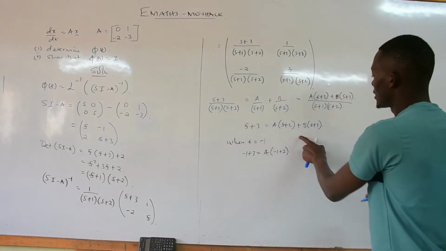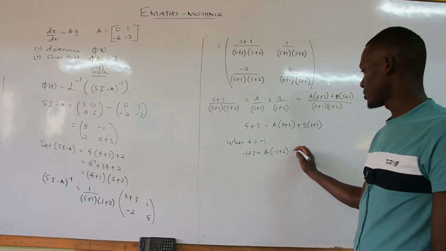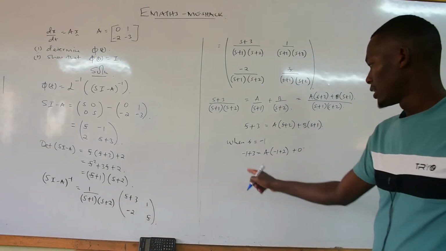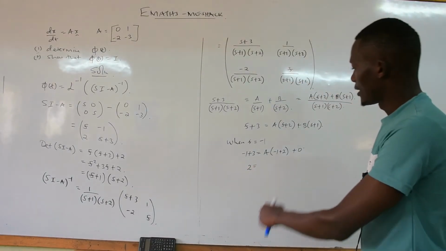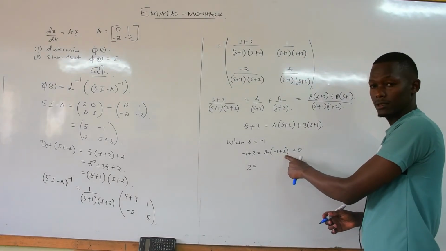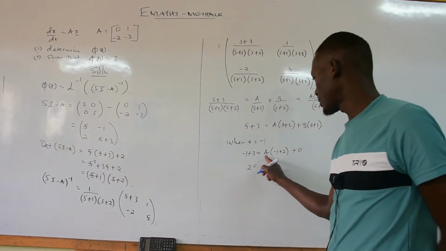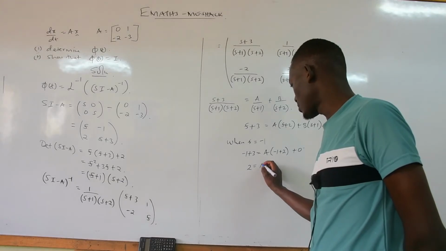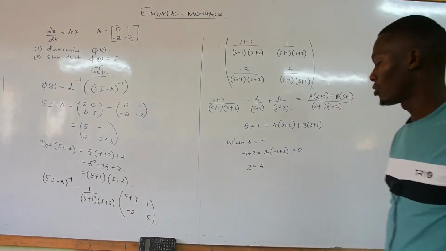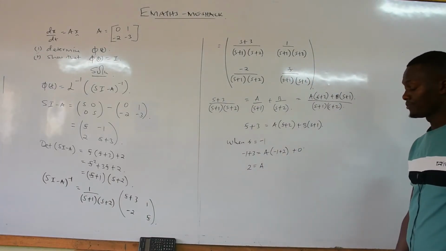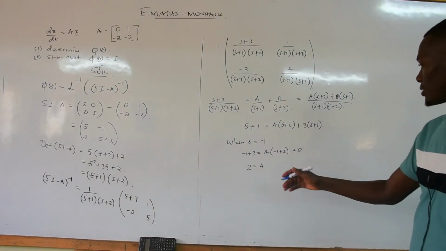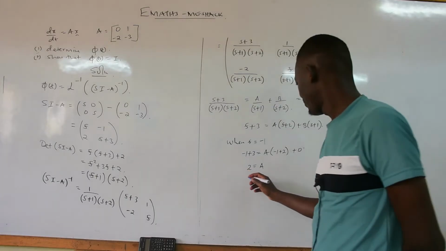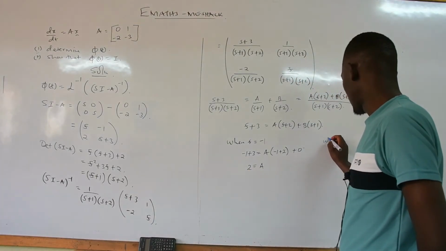Now this part here just becomes 0, so plus 0. Negative 1 plus 3 gives me 2. Then negative 1 plus 2 just gives me 1. 1 times a, 1a, which is just a. So therefore, your value of a becomes 2.